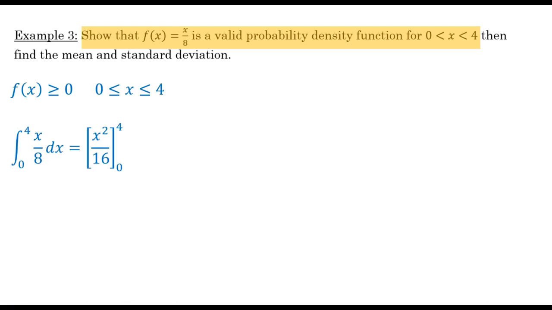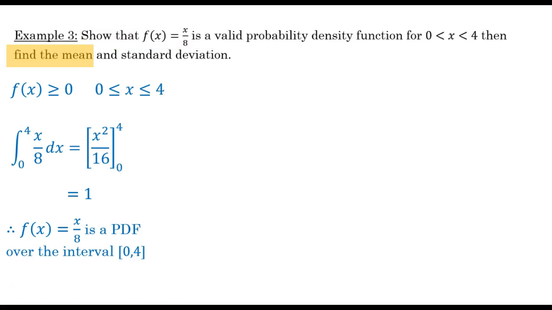My second condition is that the integral of that function over the domain from 0 to 4 has to be equal to 1. So we integrate x over 8, and I get x squared on 16. Substituting 4 into that, I get 1. Substitute 0, I get 0. Difference of 1. There we go. There are my two conditions that show that the function x over 8 is a valid probability density function over the domain 0 to 4.